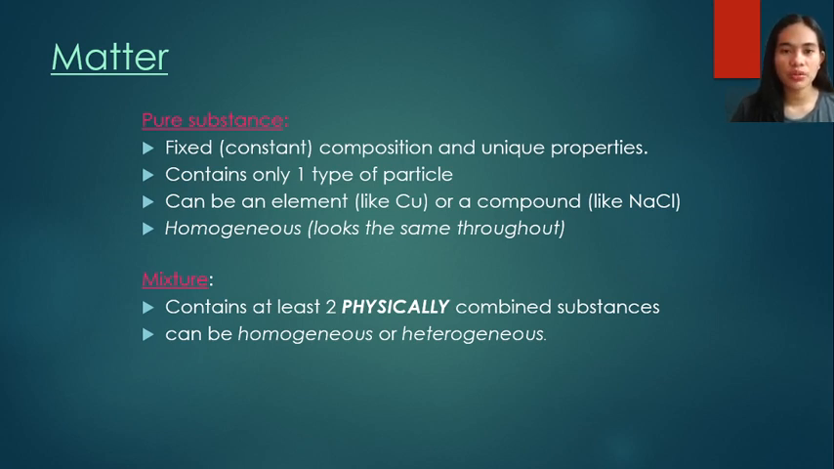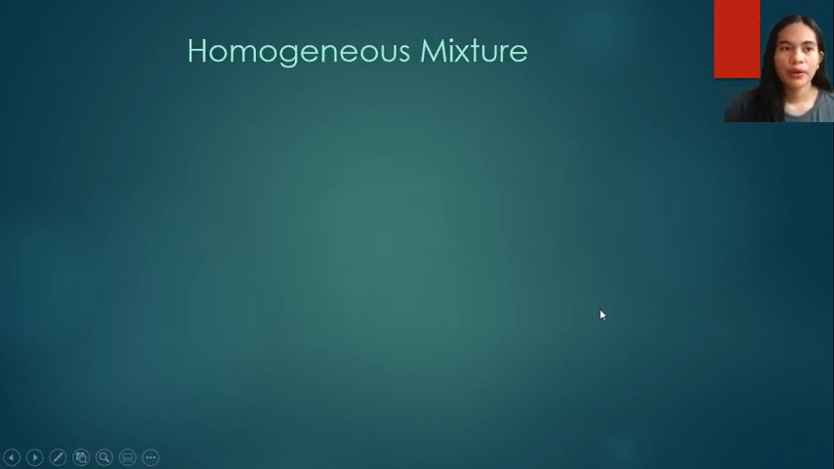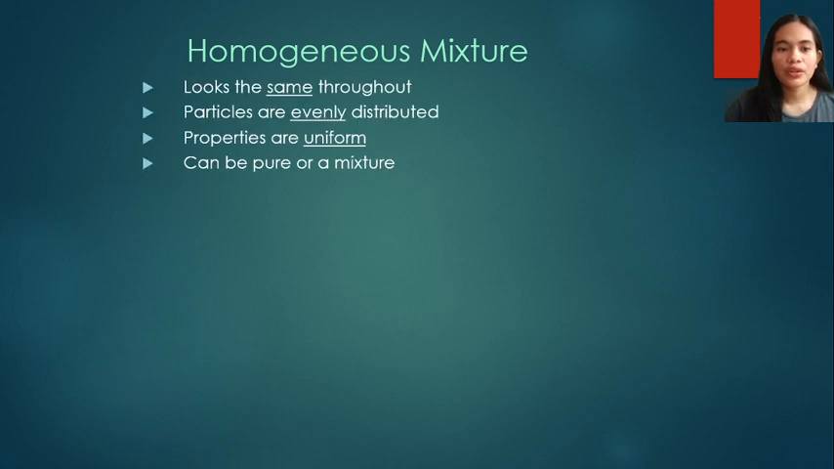They can be homogeneous or heterogeneous. So we have to discuss first the homogeneous and the heterogeneous before going to the different classifications. When we say homogeneous, they look the same all throughout. If it looks like water, if it looks clear, all the way throughout the mixture it looks clear. Particles are evenly distributed, and particles are uniform, and they can be pure or a mixture.